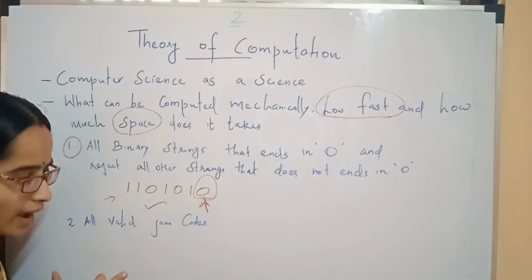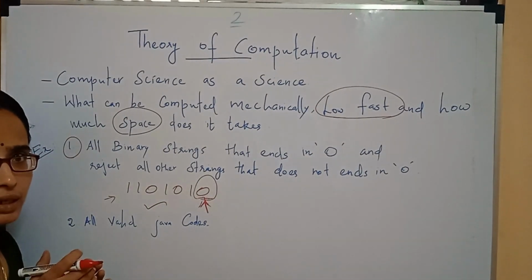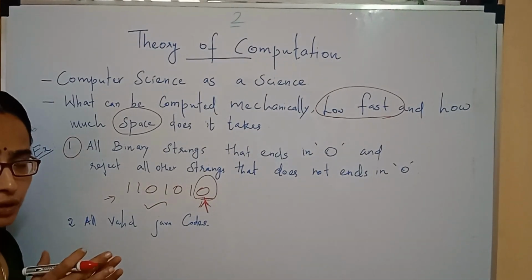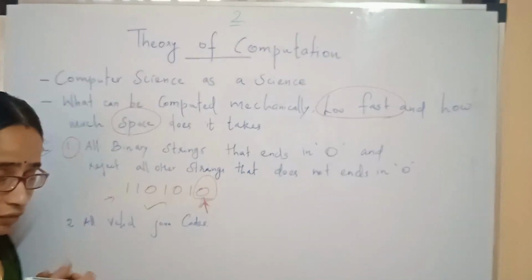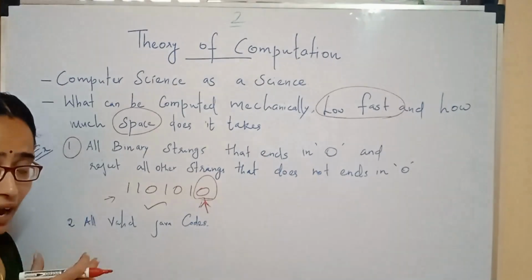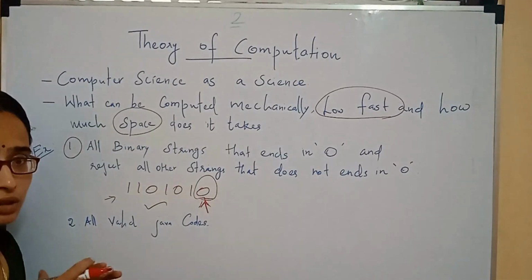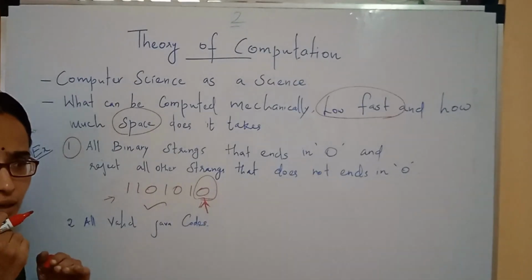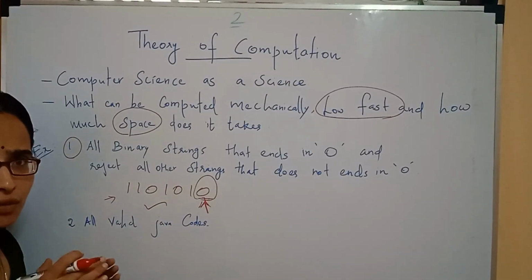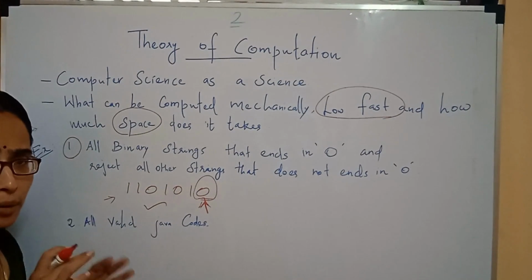It should know the syntax of the Java code. We have the format for Java, C++, those kinds of programming languages. We have the format, we have the syntax, right? So the machine should know about valid Java code, how valid Java code looks. That thing should be known by the computer or machine.